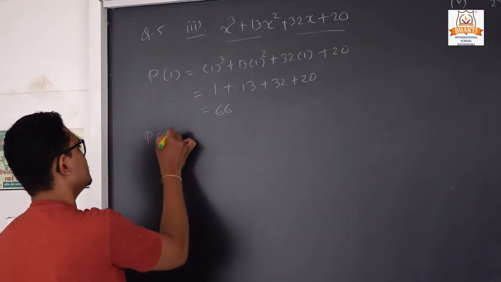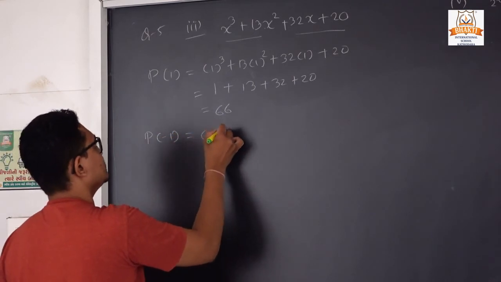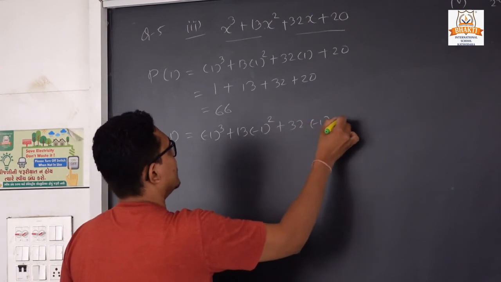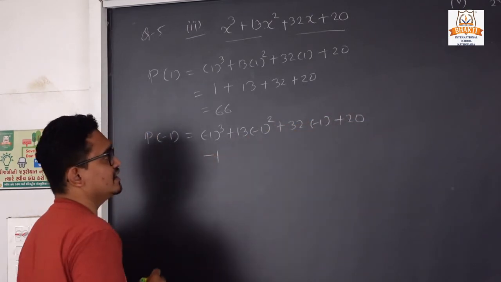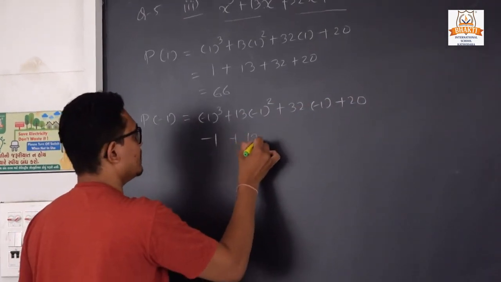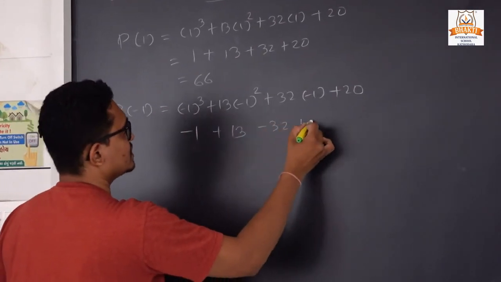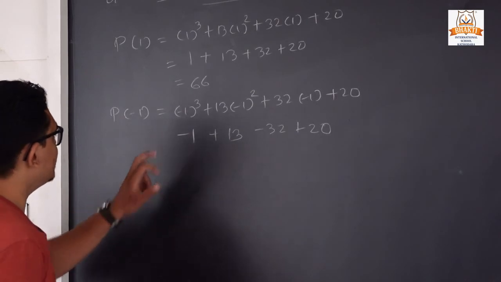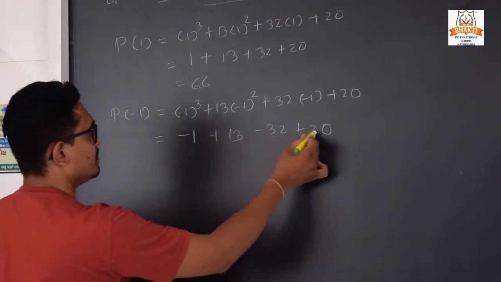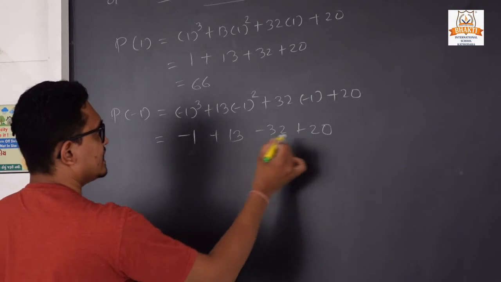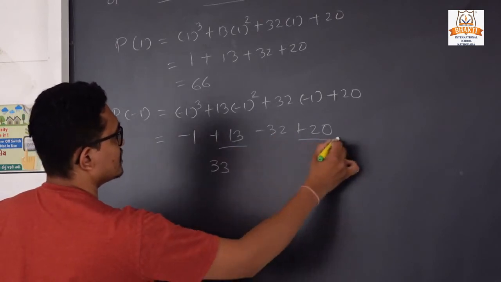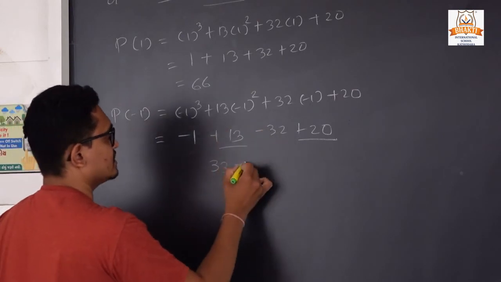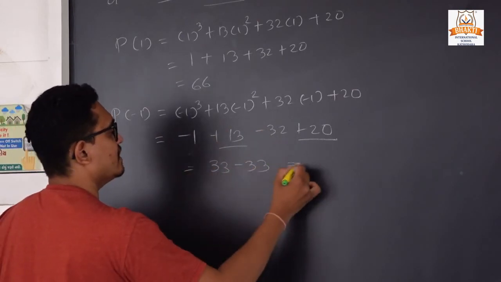Now we will put minus 1. So minus 1 cube, minus 1 square and 20. Minus 1 square, it will be plus, minus 32 plus 20. Once again you will see 13 plus 20, so it will be 33. These both are plus terms. So 20 plus 13 is 33, and minus minus plus 33. So here we will get 0.